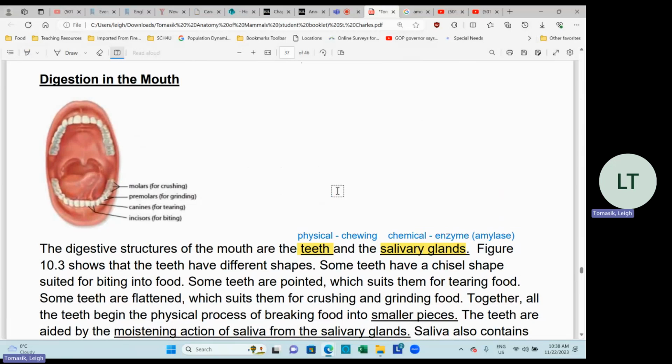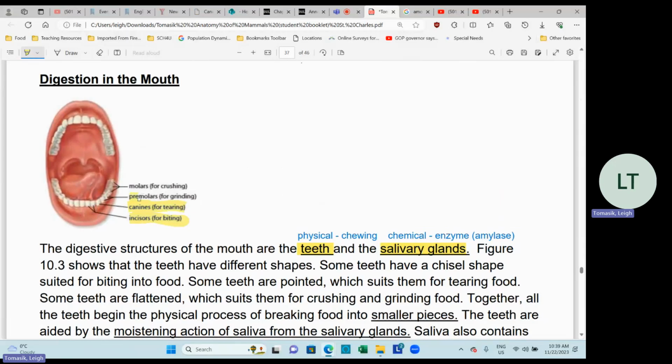Figure 10.3 shows that the teeth have different shapes. So you have your teeth, their structure, their form is based on what they do. So you have your front teeth. These are called incisors, and they're for biting, right? You have your canine teeth. Canine means dog, but you have teeth that are pointy, on the top and the bottom of your mouth, just outside of the incisors. And these are for tearing, usually like meat.